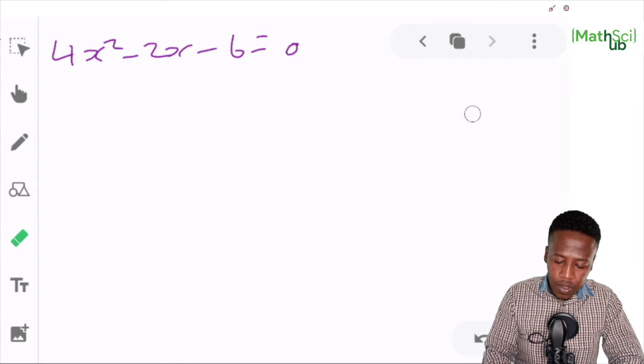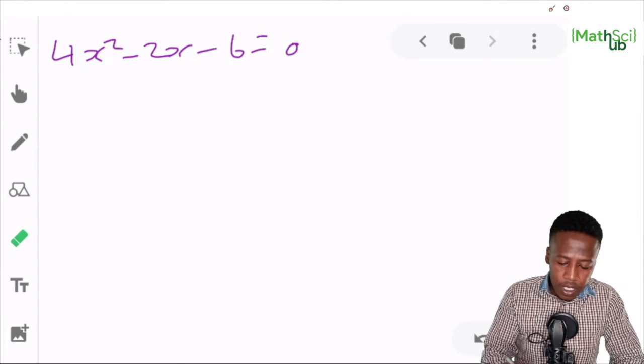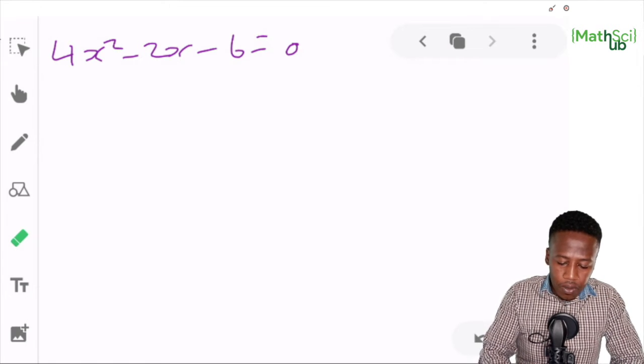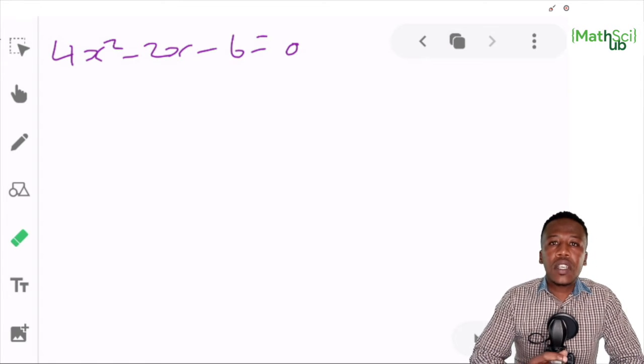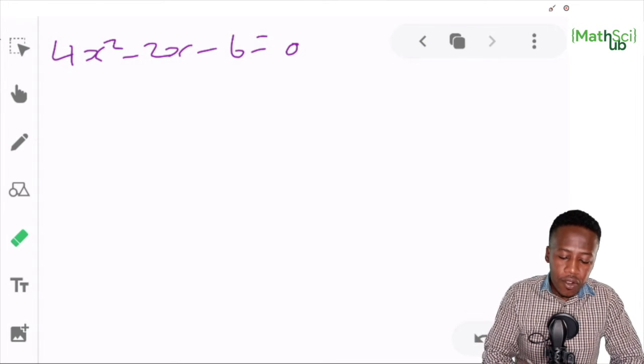Now let's try to get our terms for x. You have been taught different ways of getting the factors for x, right? The method that I normally use, but let me first simplify this by dividing by 2, meaning we're going to have 2x squared minus x minus 3 equals 0.